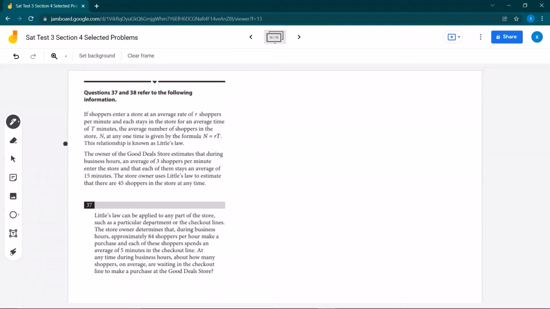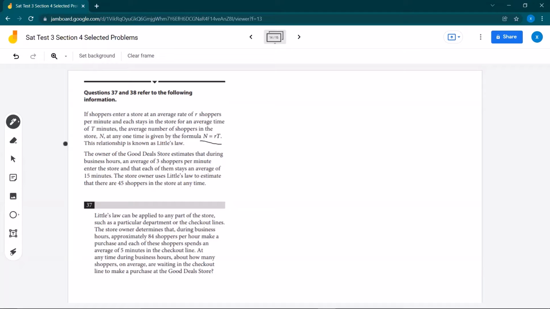Problem 37. Problem 37 gives us a law called Little's law, which relates N, R, and T, where R is the rate of shoppers per minute, T is the average time they stay in the store, and N is the average number of shoppers, right? Let's take a look at 37.